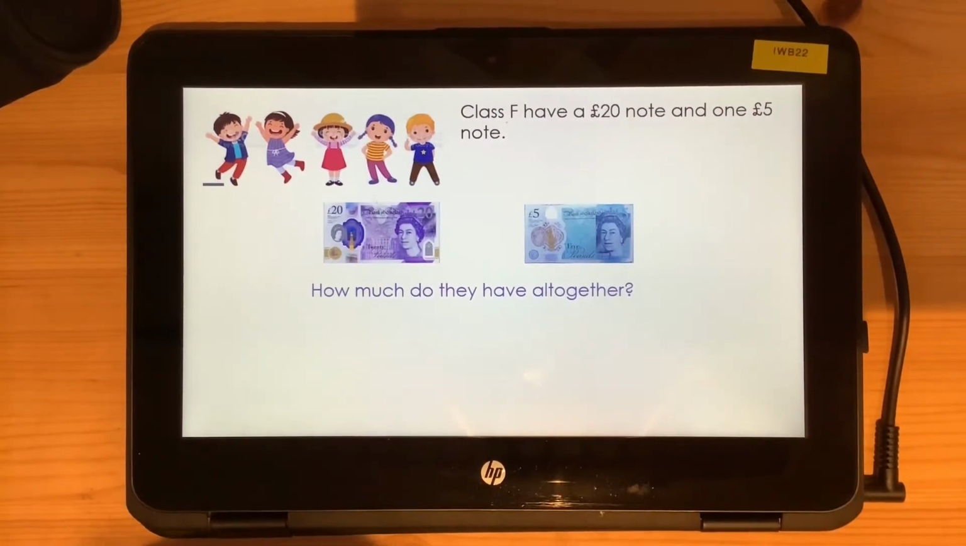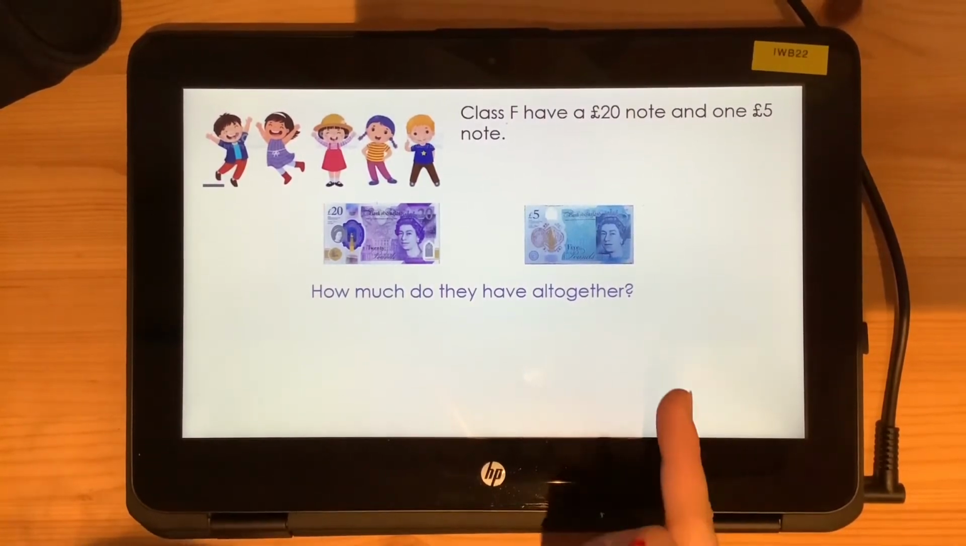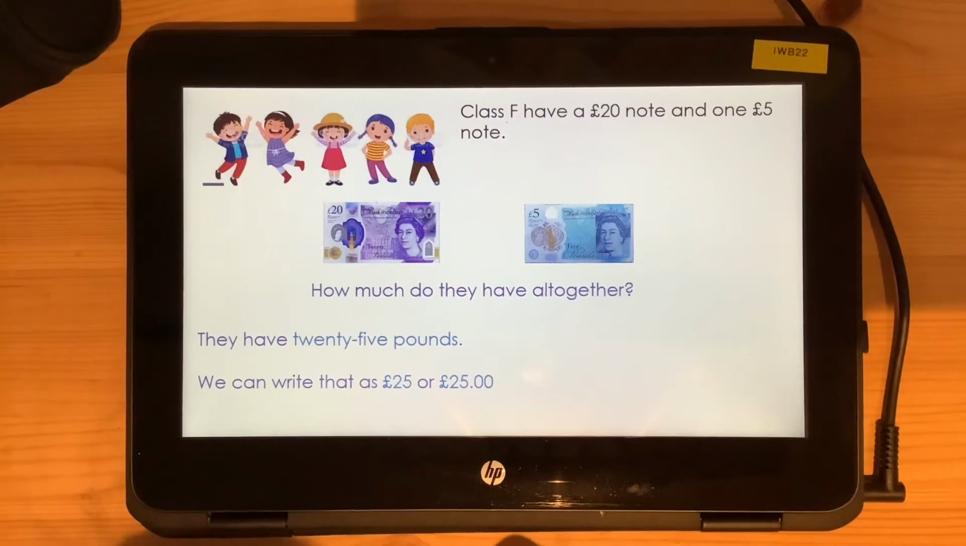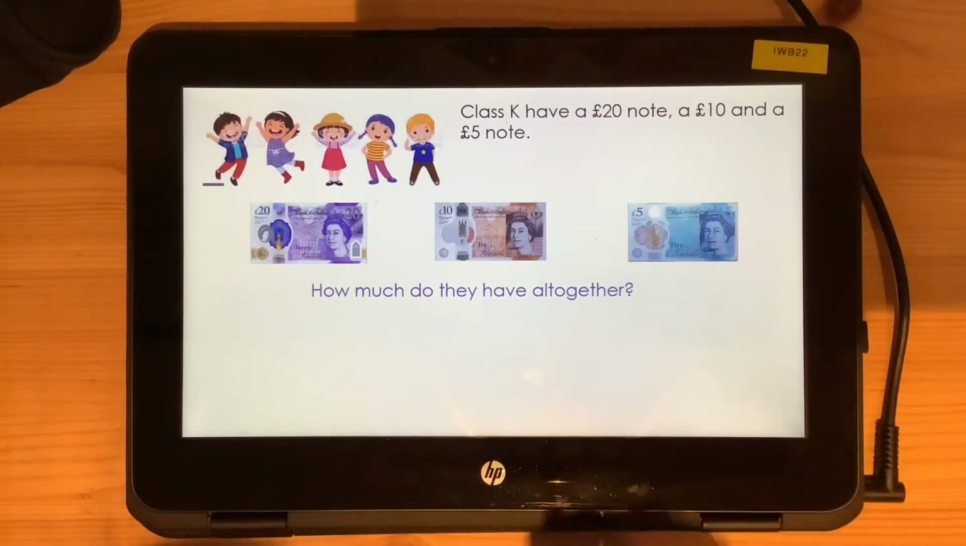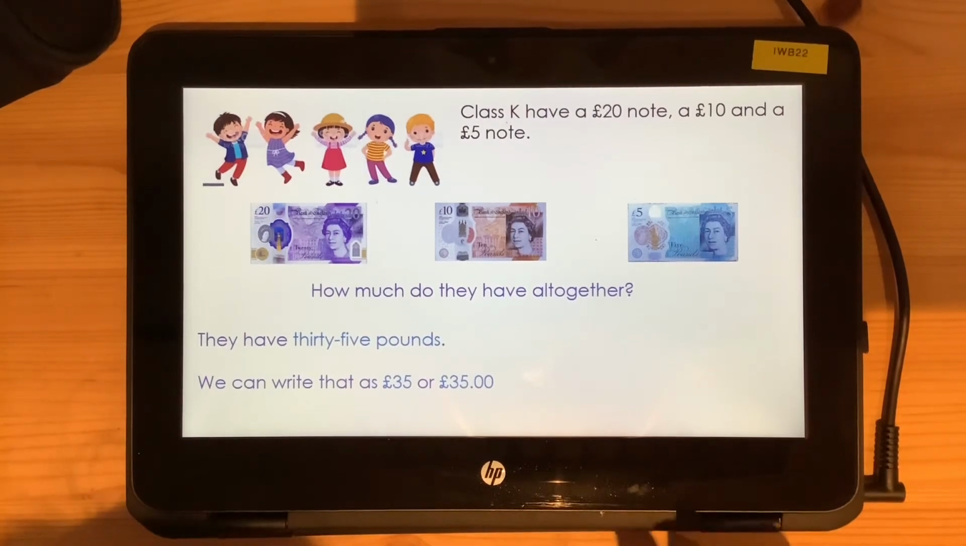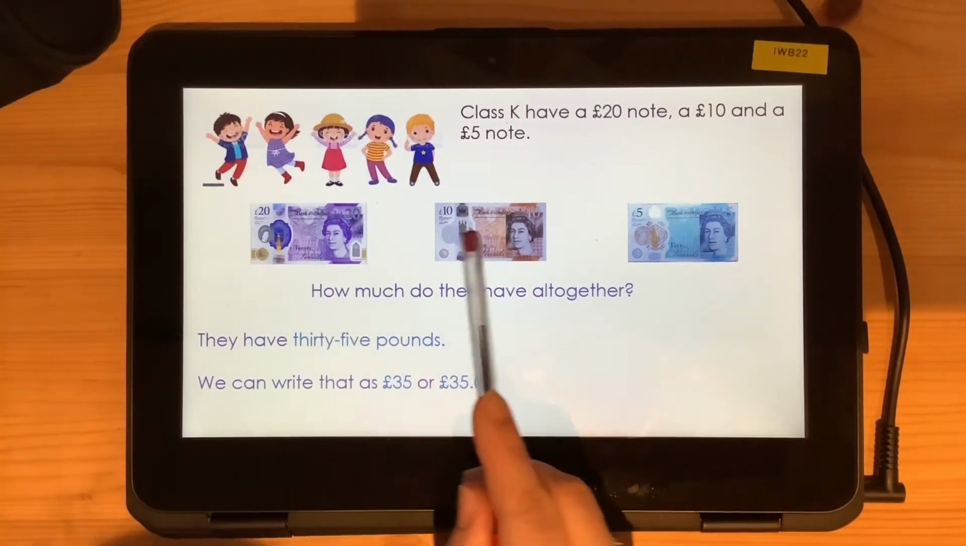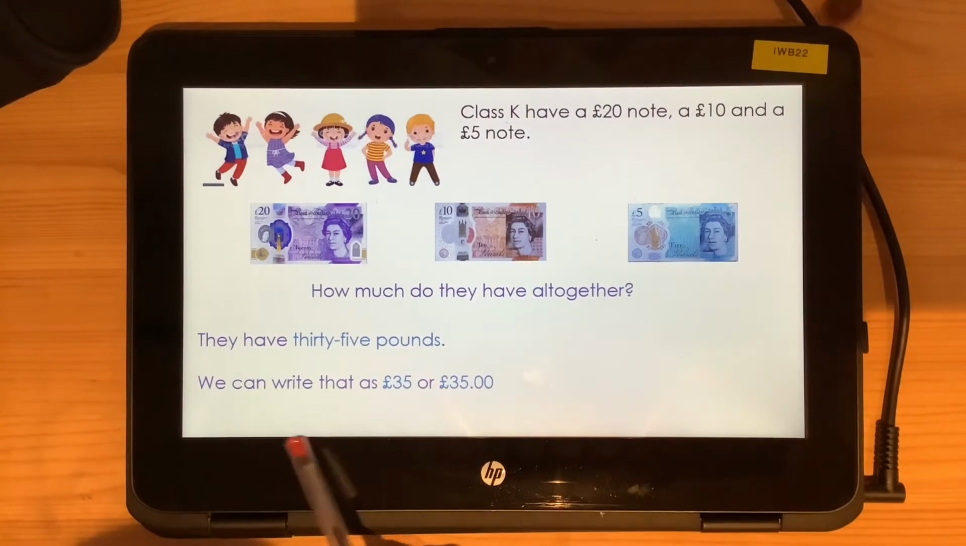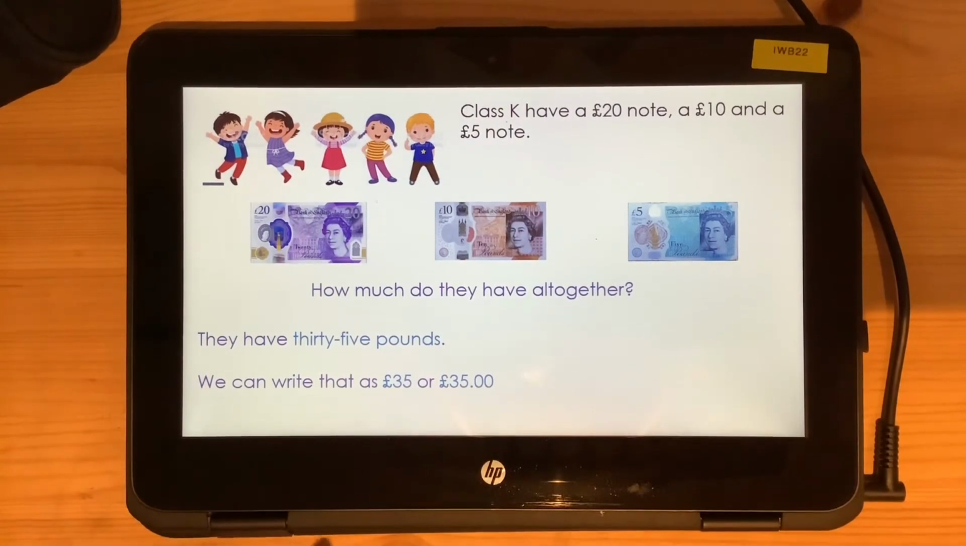Class F have a £20 note and one £5 note. How much do they have altogether? They have £25. That can be written as £25 or £25.00. Class K have a £20 note, a £10 note and a £5 note. How much money do they have altogether? They have £35. 20, 35. You can write that as £35 or £35.00.